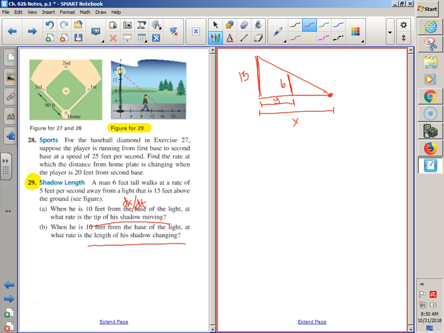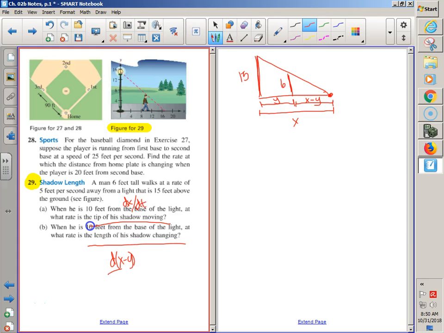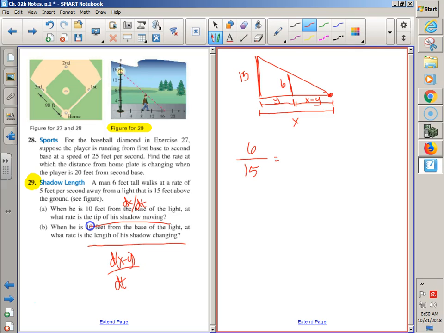And for letter B, this could be X minus Y. So the ironic part of this one is it's actually looking for d(x minus y)/dt, because it's talking about the length of the shadow changing. And the key to this is similar shapes have proportional sides. So we can say 6 to 15 is going to equal x minus y to x. Yeah, took me a second.